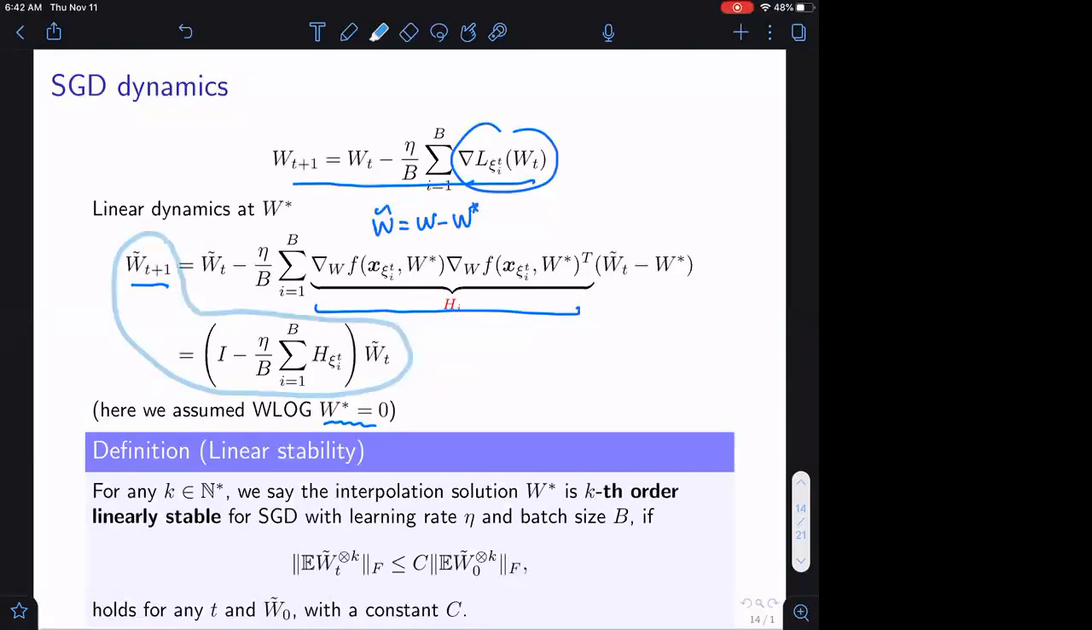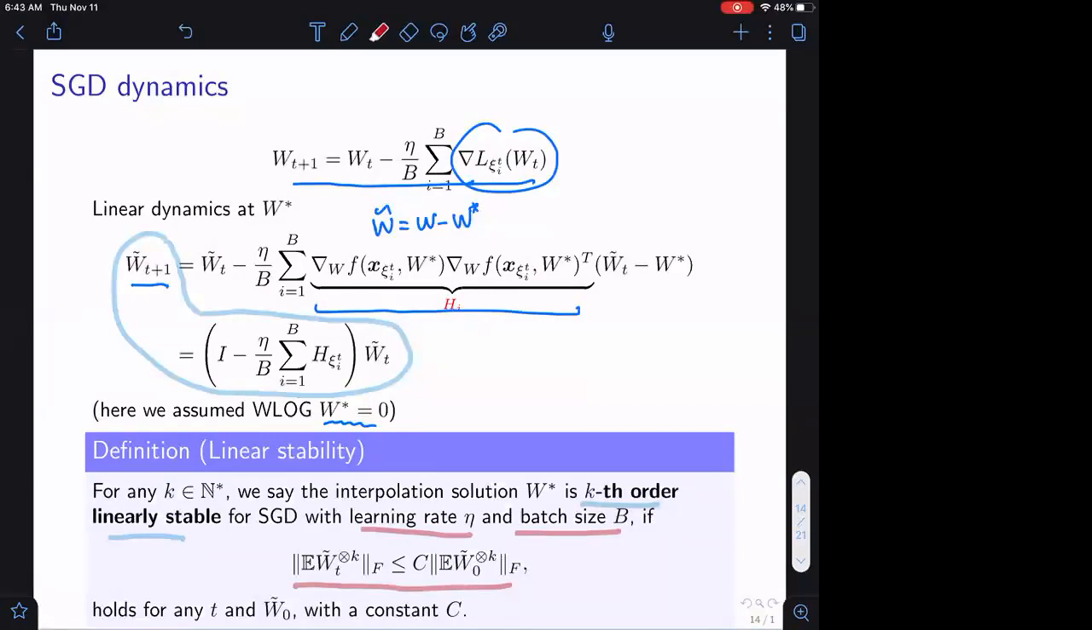Now we say that our W star is case order linear stable if and only if for fixed learning rate eta and for the mini batch size B, the following statement is true. Here, we assume the learning rate doesn't go to 0, we fix the learning rate. And we also assume the batch size doesn't go to infinity and it's a fixed constant.